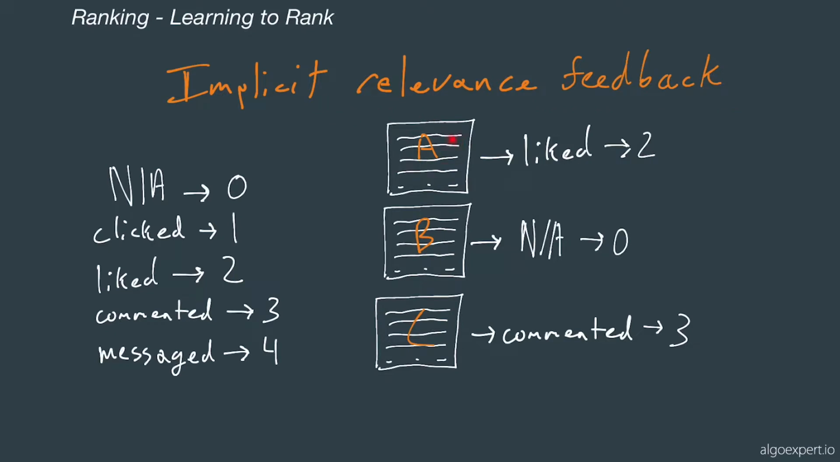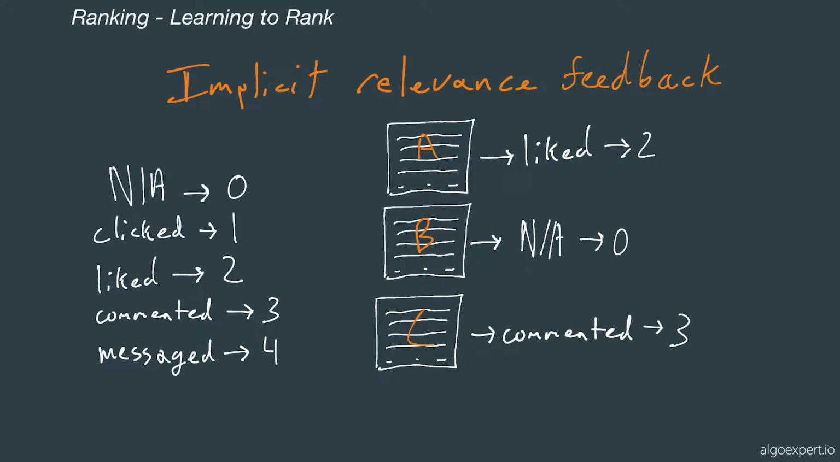So this post would receive a relevance of 2, this post would receive a relevance of 0, and this post would receive a relevance of 3. This is different from our relevances earlier that were only 1, 0.5, and 0. This is similar to what we used in the recommendation video in terms of the implicit response.